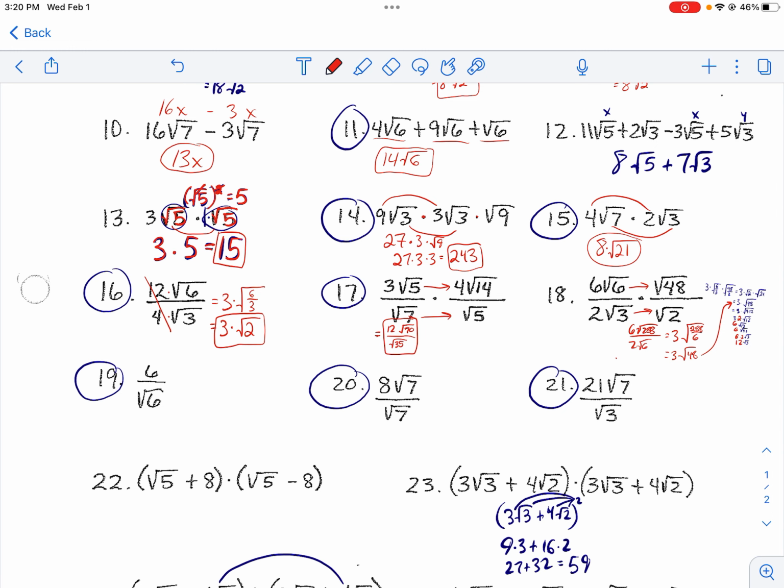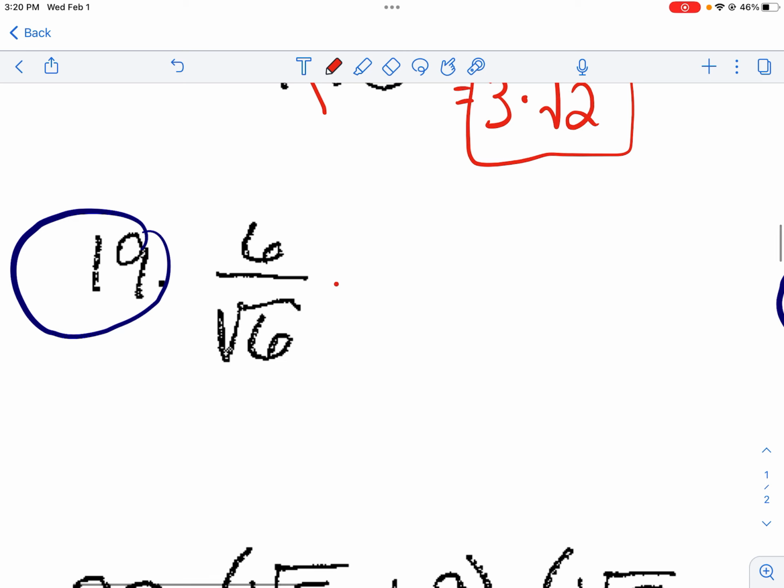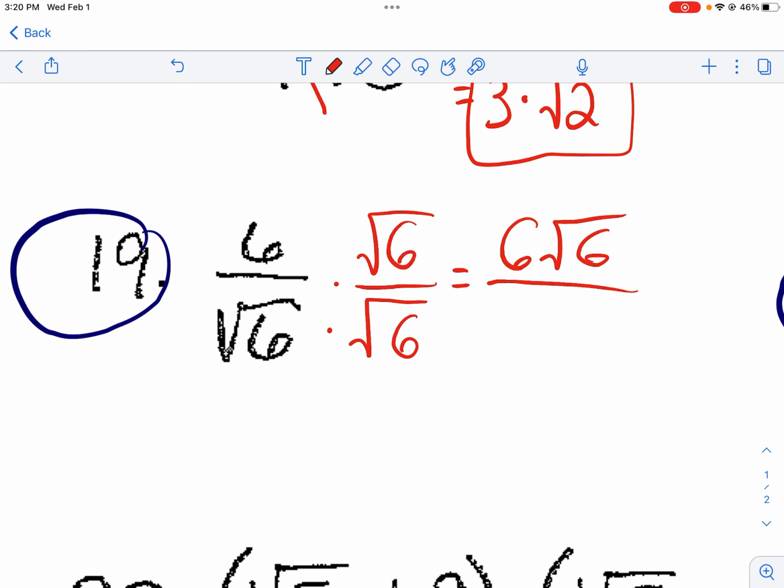Okay, then we talked about 17 and 18 already. Brings us to 19. 19 is one where they want you to rationalize the denominator. So you multiply on the top and the bottom by square root of 6, as we always do. We get 6 times square root of 6 on top, which is done. And on the bottom, square root of 6 times square root of 6 is the same thing as square root of 6 squared. So that's just 6. And I see that these guys can cancel. That just gives me square root of 6 for a final answer.